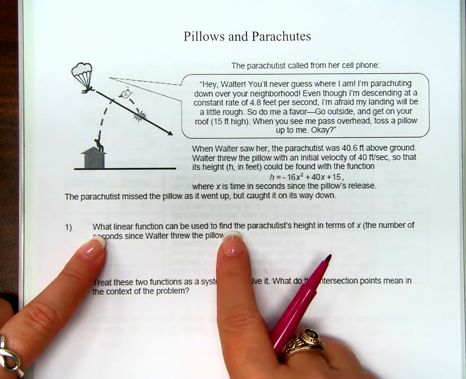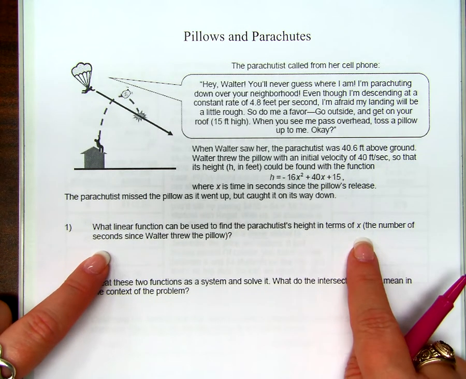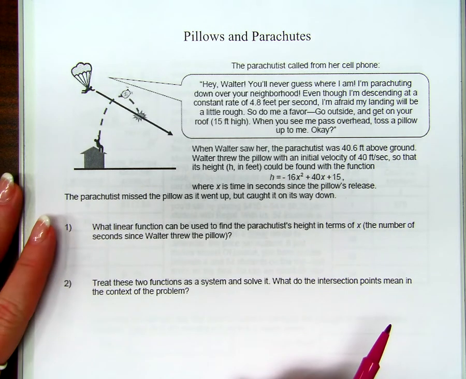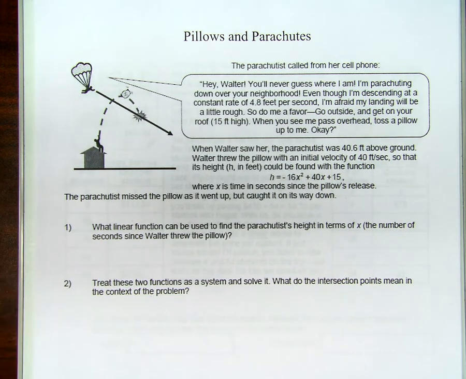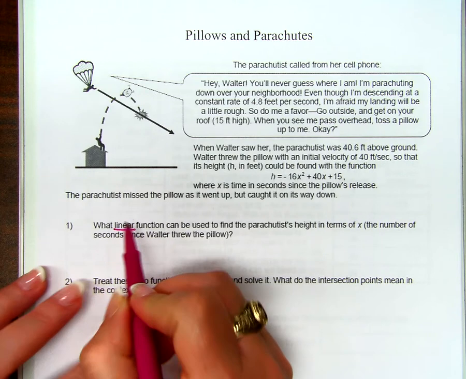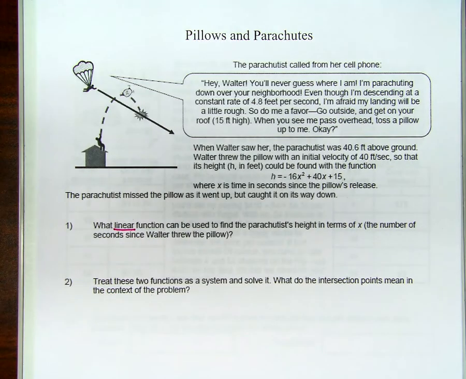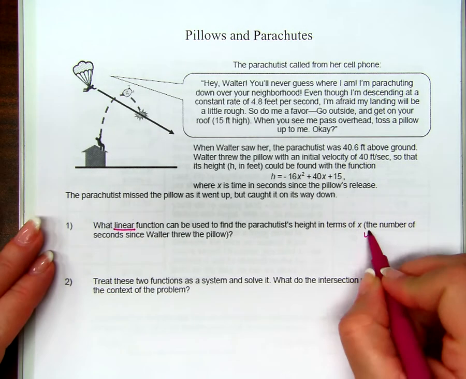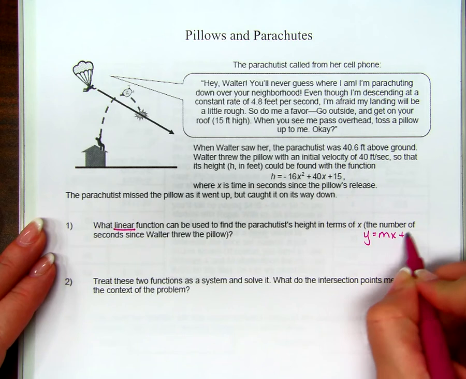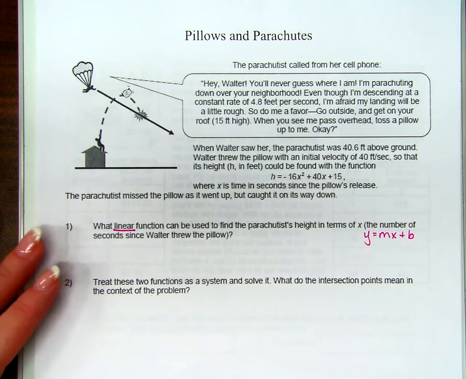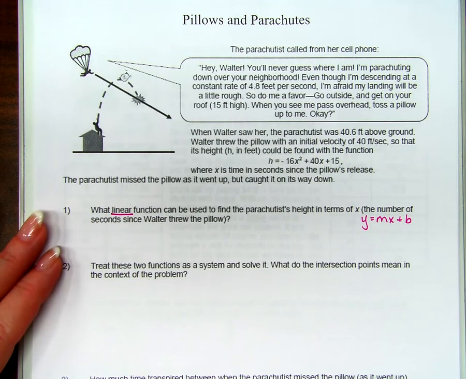What linear function can be used to find the parachutist's height in terms of x, which is the number of seconds since Walter threw the pillow? It's a linear function. It tells us that. So what do we need for a linear function? An m and a b, right? So y equals mx plus b is what we're trying to fill in. Do we know an m? Do we know a rate?